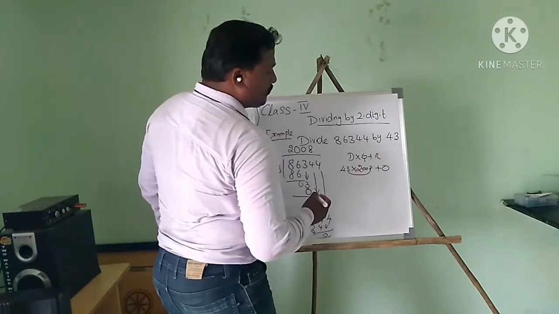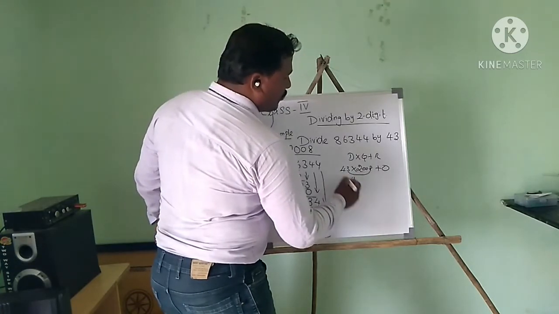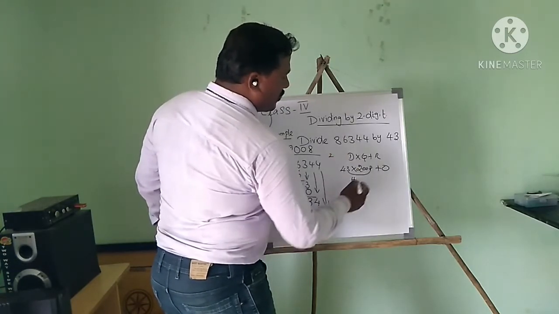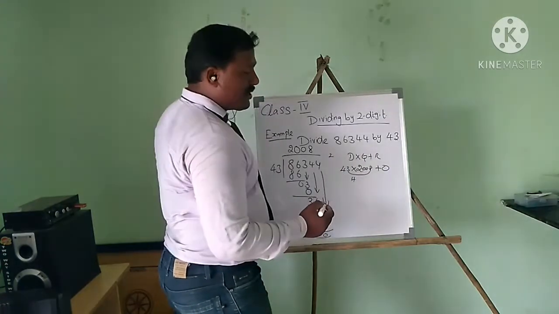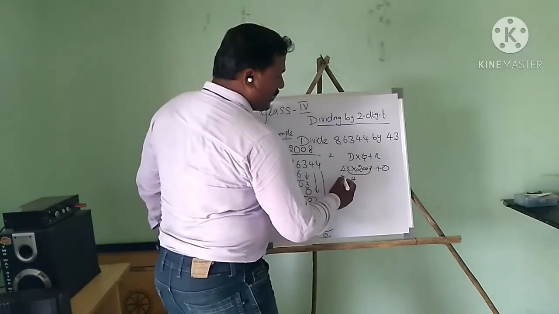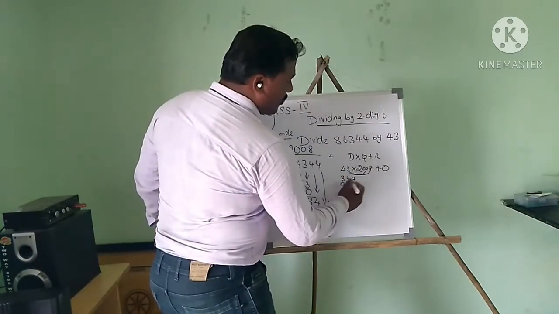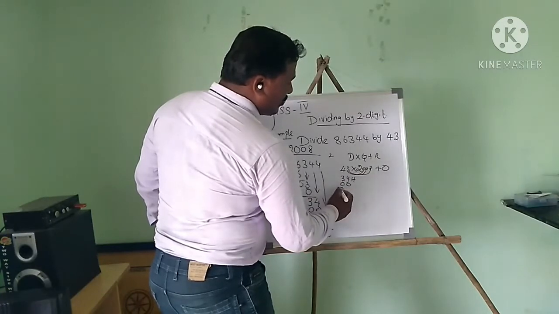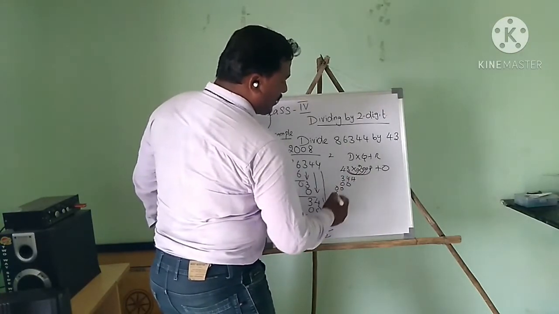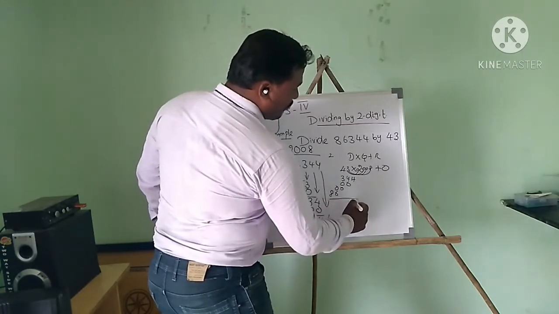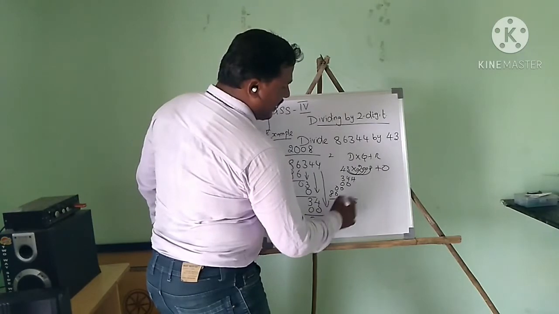8 3s are 24, 4 remainder 2. Okay, 8 4s are 32 plus 2, 34. Okay, now 0, you know very well, 0 0. Now again 0 0 0. Again 2 3s are 6, 2 4s are 8. Okay, 86,344.